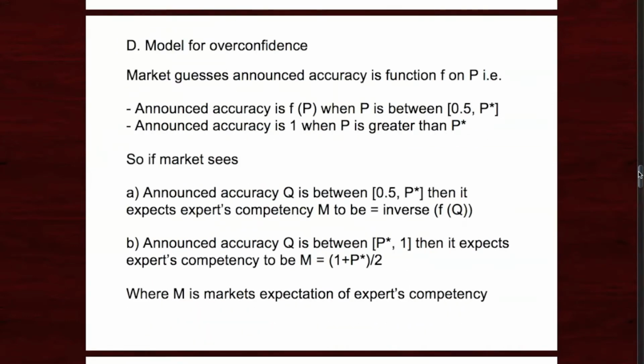Okay, so now the market takes the information and tries to find out the expectation of experts' competency. If the market sees that announced accuracy Q is between 0.5 and P star, then it expects the expert's competency M to be the inverse of that function, f inverse of Q. Now Q is itself a function of P, so we'll come back to that later. If announced accuracy Q is between P star and 1, the market sees it's in the upper end, then it expects the expert's competency to be (1 plus P star) divided by 2. Okay, and M is the market expectation of expert's competency.